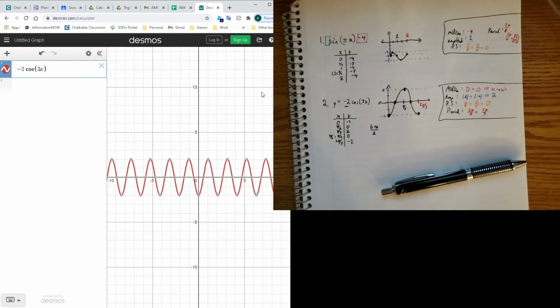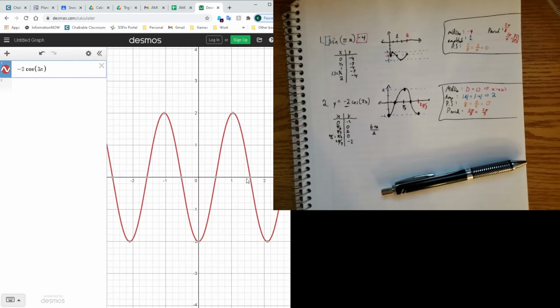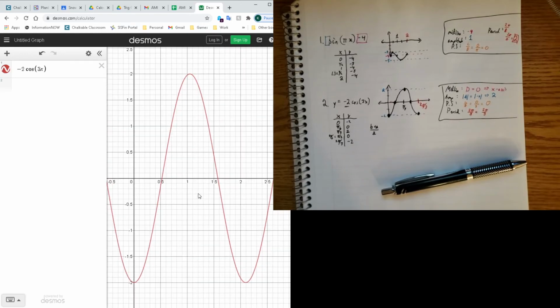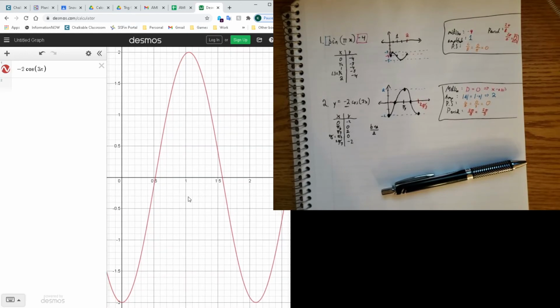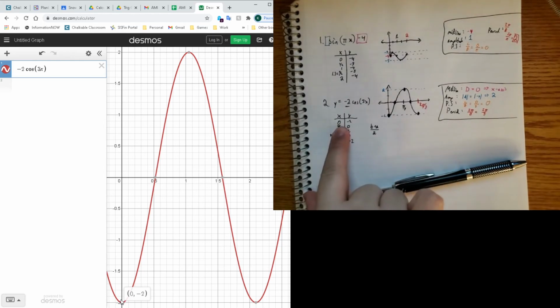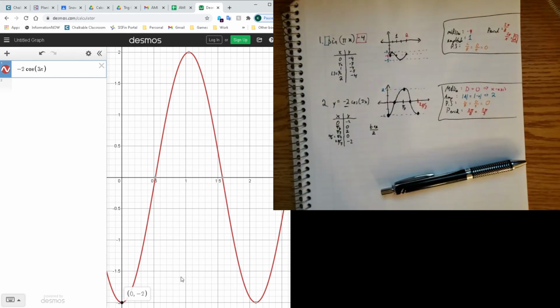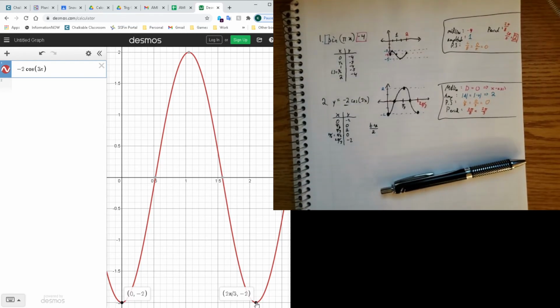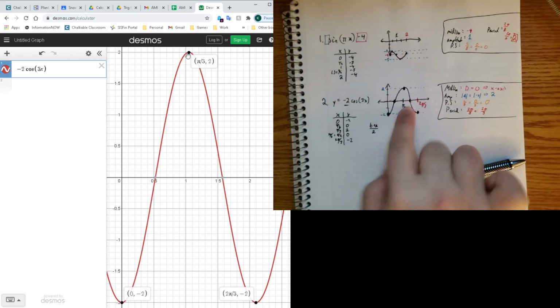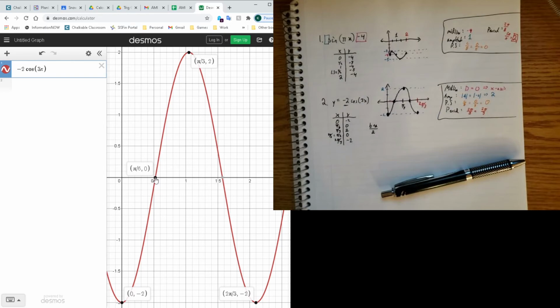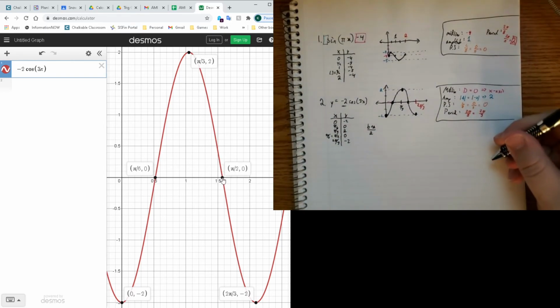And so I go back to my home screen. Looking good. I go to one full period. The first full period, which appears to be right here. Looks great. Okay, let's check my values. At 0, negative 2, I have a starting place. Perfectly matching. At an ending place, at 2 pi over 3, at negative 2 again. Perfect. My top value is at pi over 3. Looks good. And then I have two values, one at pi over 6 and one at pi over 2. This problem is good.